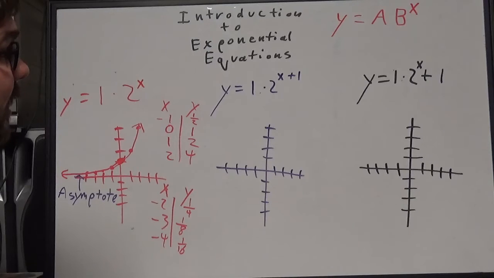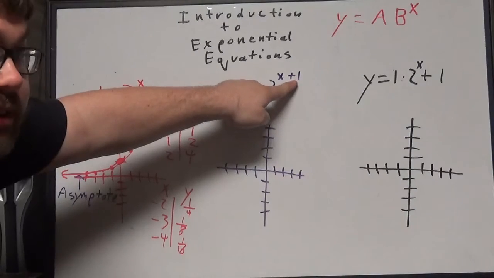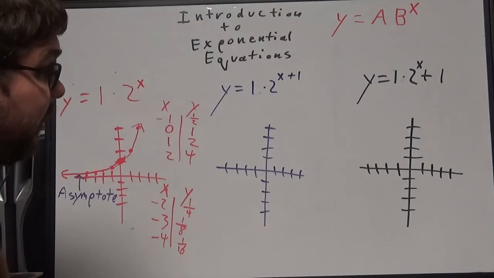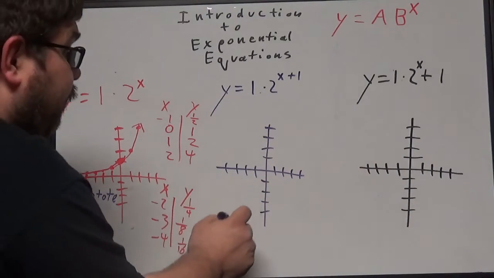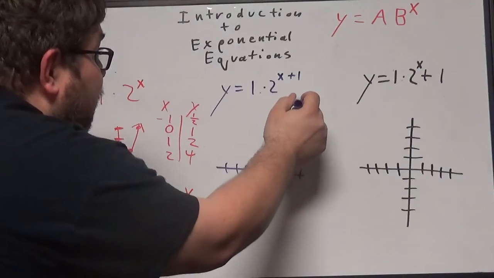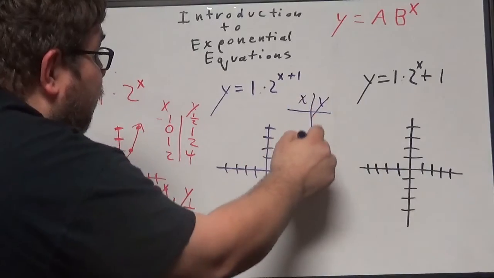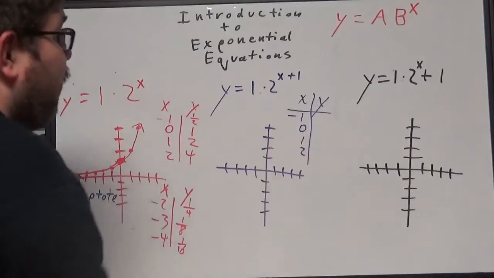look at the second one. The second one is a transformation. And the transformation is here. It's in the exponent. That is a left-right translation. And what this is going to do is make it so that I'm going to pick many of the same numbers. I'm going to start with -1, 0, 1, and 2.